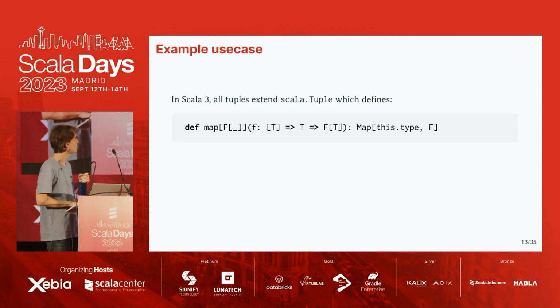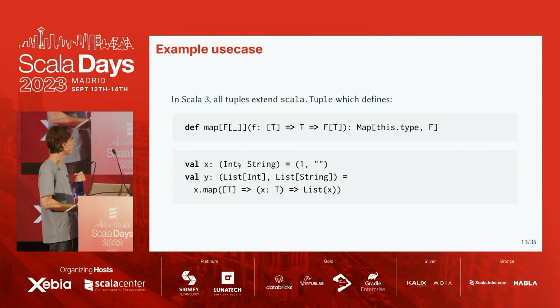So the way it works is that it takes a polymorphic method, a function that takes a t, a value of type t, and gives you back an f of t. So you can use that to do various kinds of wrappings. For example, if I have a tuple of int, string, and I want to convert that into a tuple of list int, list string, I can call map on my tuple and pass it a polymorphic function that does the wrapping.